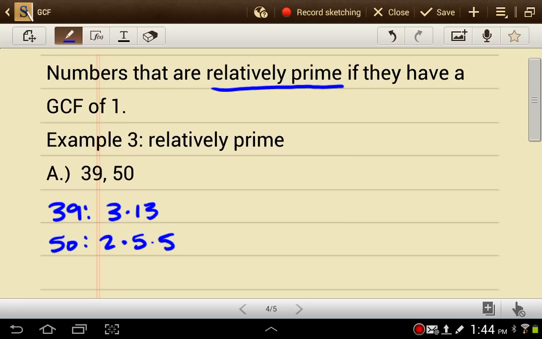And I'm not using exponents for this. I know that you might have your answers in exponents, but you want to write them without exponents. You want to write them all the way out. So don't write 2 times 5 squared. You want to write 2 times 5 times 5. So it's a little harder to do otherwise.